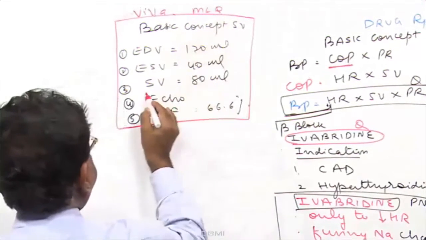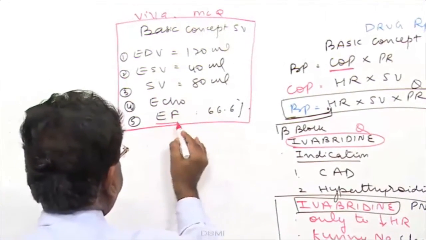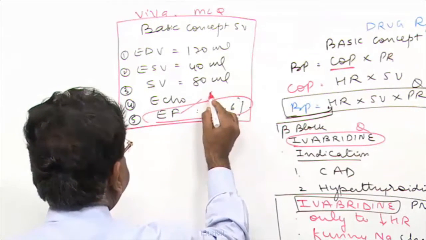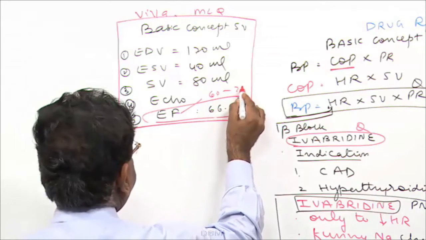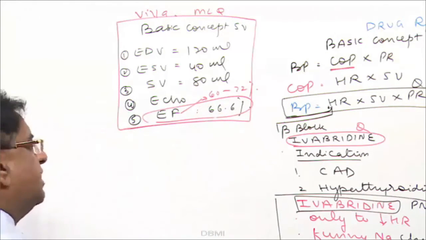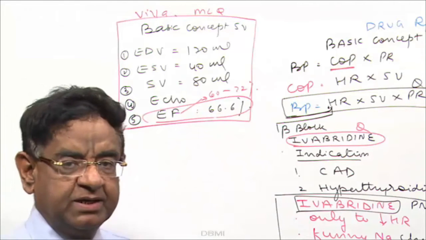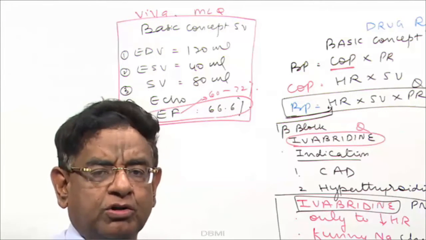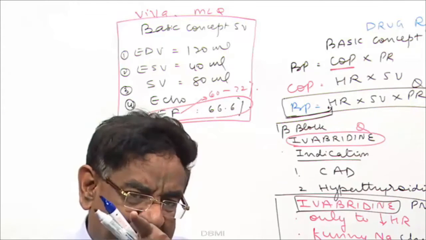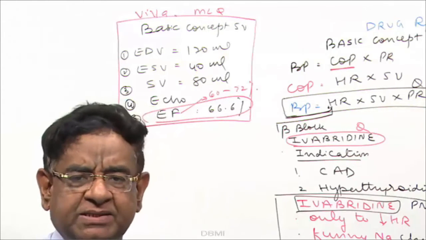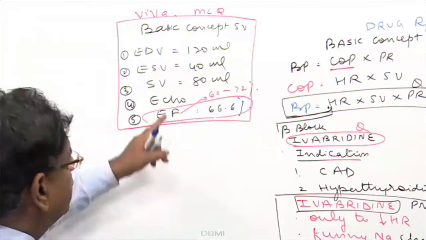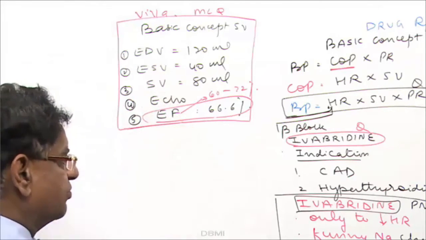And out of this, the most important is the normal value. Normal is around 60 to 72% is the normal ejection fraction. Although some books write 65 to 72 also, some variation is there. By and large 60, 65, 70, 72 is normal. Important viva as well as MCQ question.